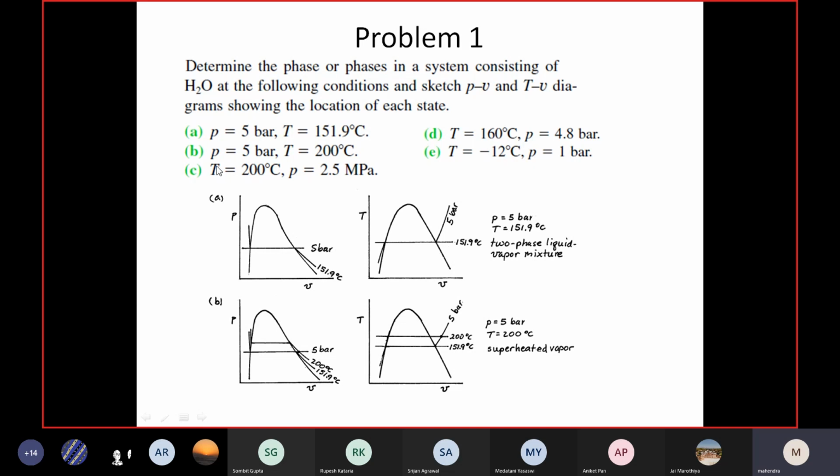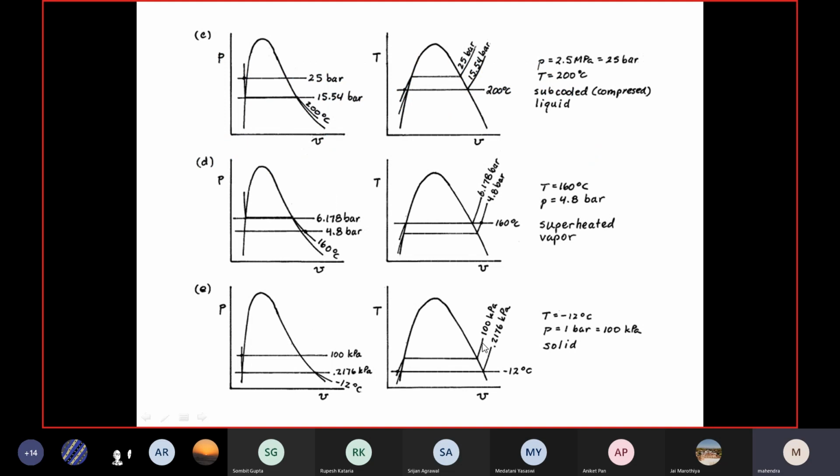The point number 2, that means B, is 5 bar, 200 degrees centigrade. This is the same pressure line. Only thing is the temperature is increased. Then obviously what you can mention is, this is superheated vapor. Fine. Now what is next?